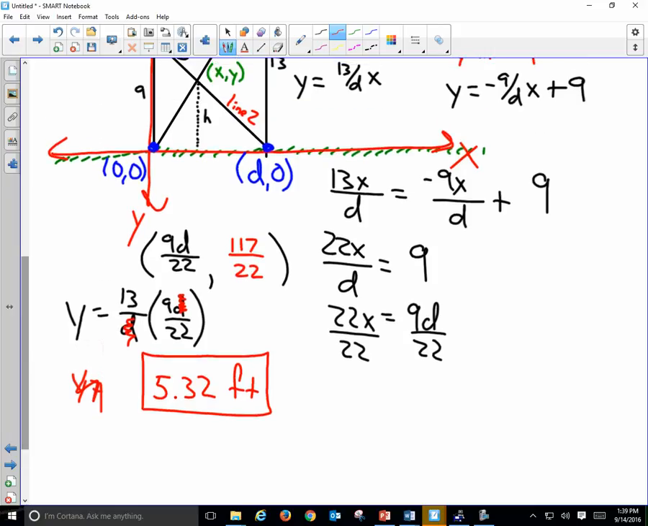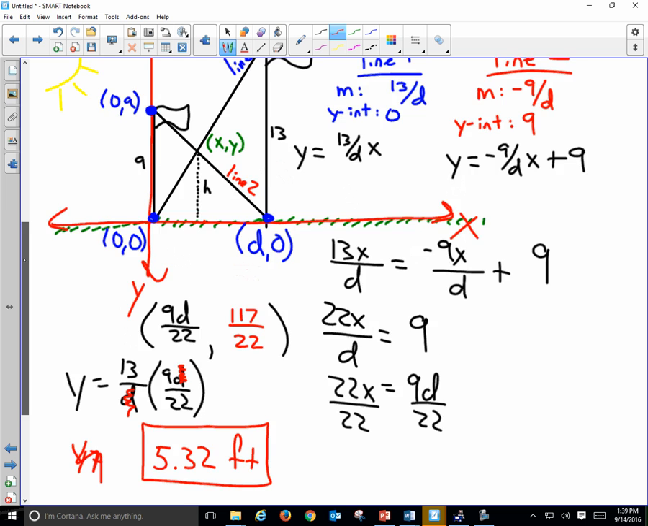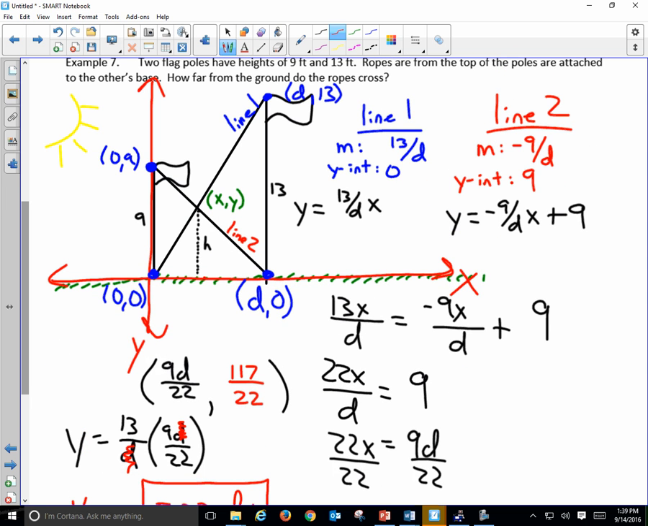So what this shows us is if they're 30 feet apart, then it's 5.32 feet above the ground that they cross. If they're 1,000 feet apart, then it's 5.32 feet above the ground that they cross. But the cool part of this is, how are you going to solve it? Well, let's create a coordinate plane, and let's solve it this way.